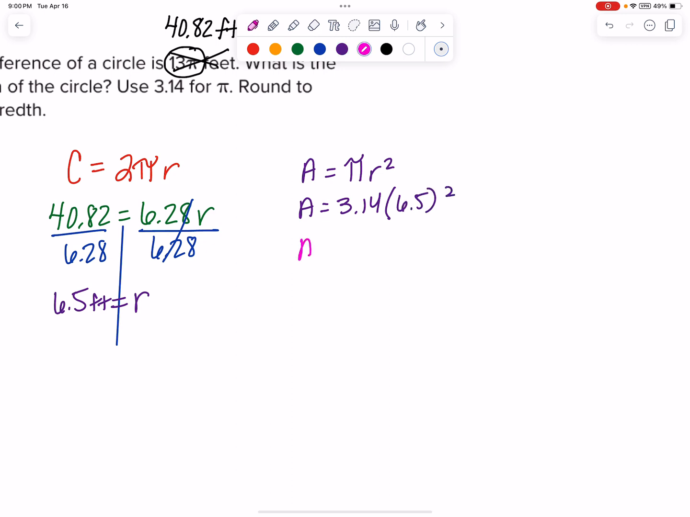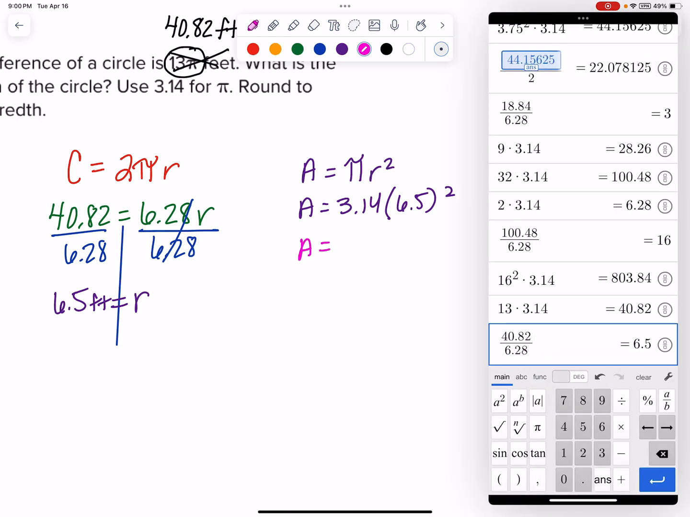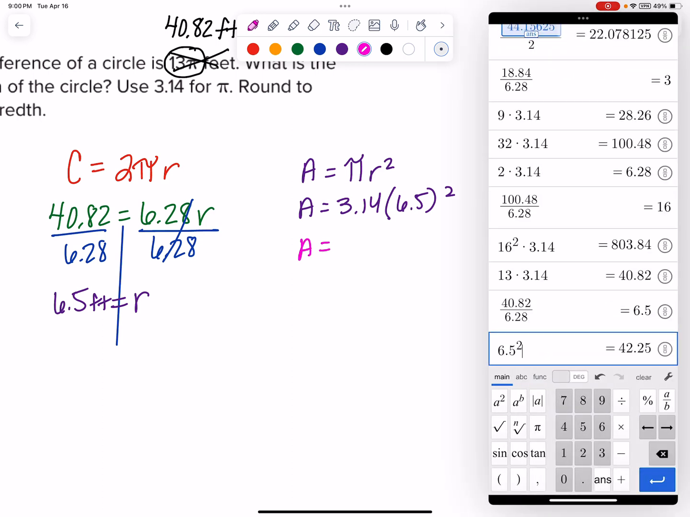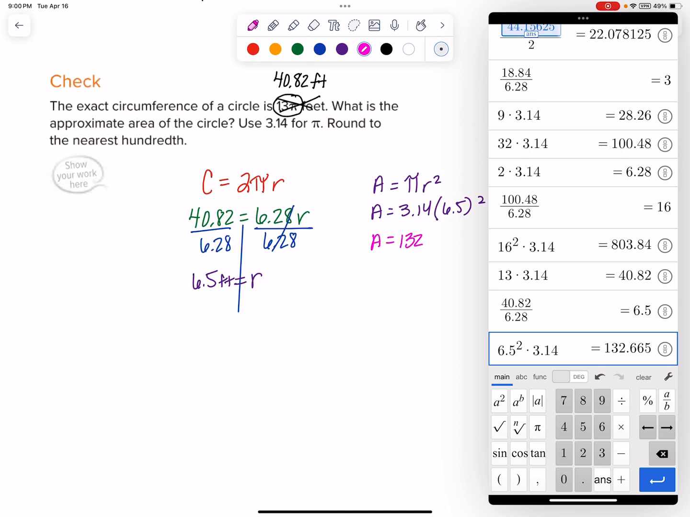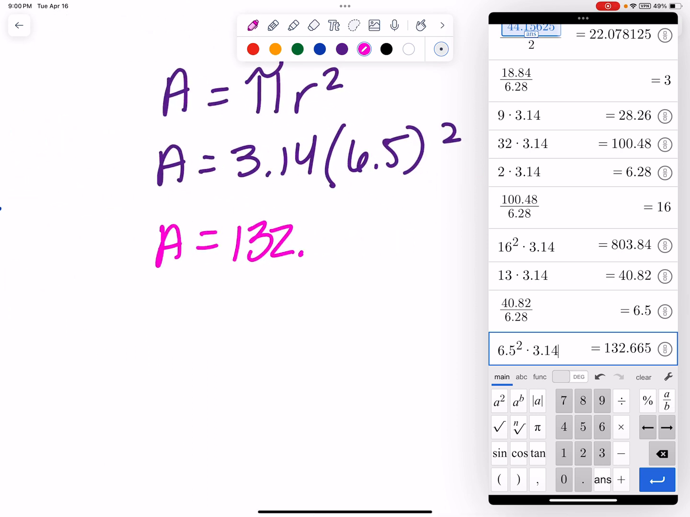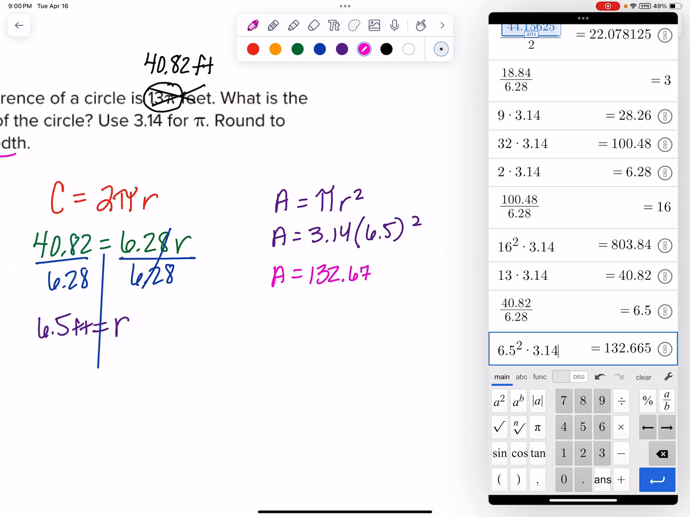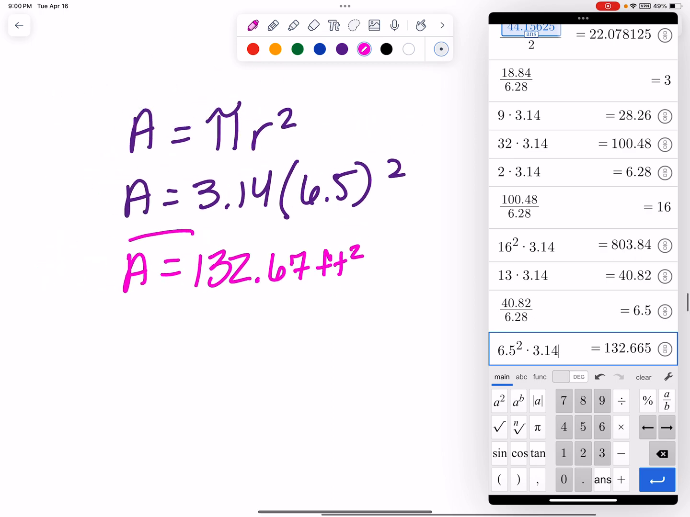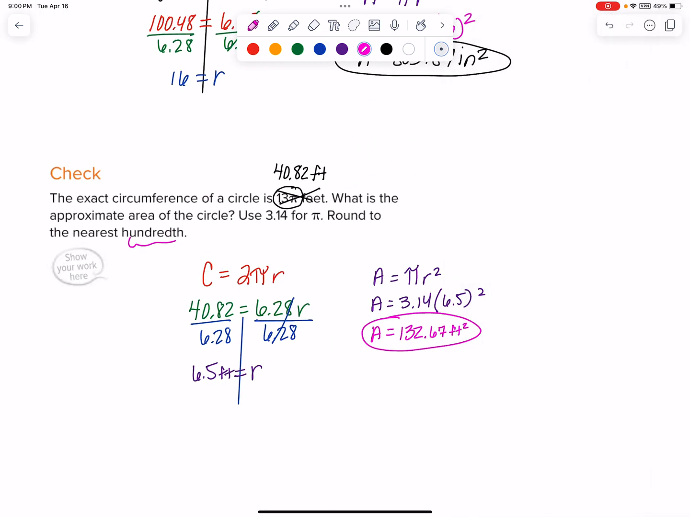So let's go ahead and use our Desmos calculator and solve it out. Order of operations says do the exponents first, then multiply by 3.14, and we get 132. Check for the rounding. We're going to the hundredths. Point, now we've got to look carefully, 6.6 or 6.7? We're doing 6.7. And this is feet squared because it's area. And there's our official answer.